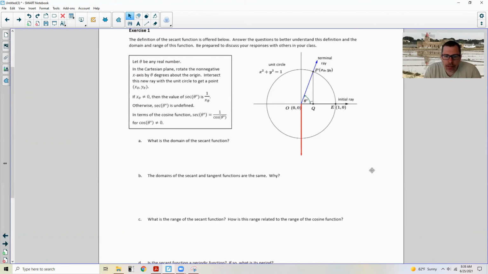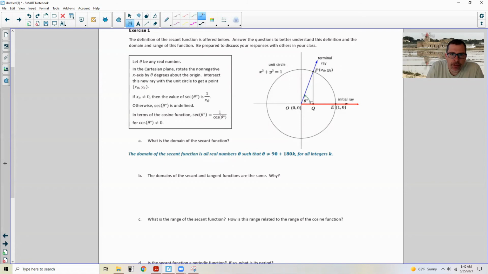A says, what is the domain of the secant function? Okay, so as stated before, the domain of the secant function is all real numbers theta such that theta does not equal 90 plus 180k for all integers k. B says the domains of the secant and tangent functions are the same. Why? Okay, well, the reason for that is, I'll just do this.